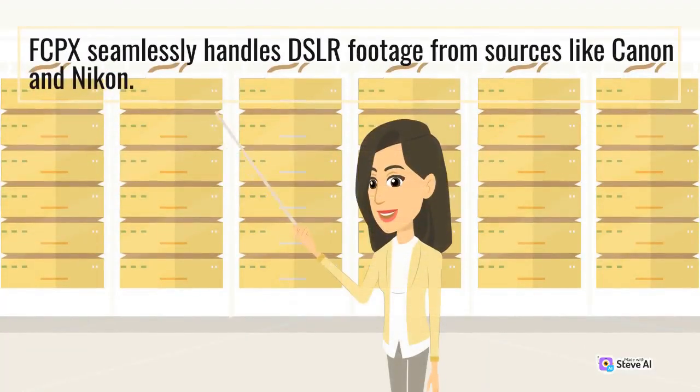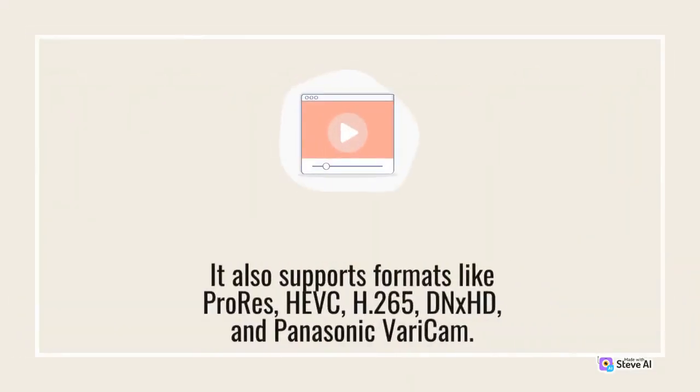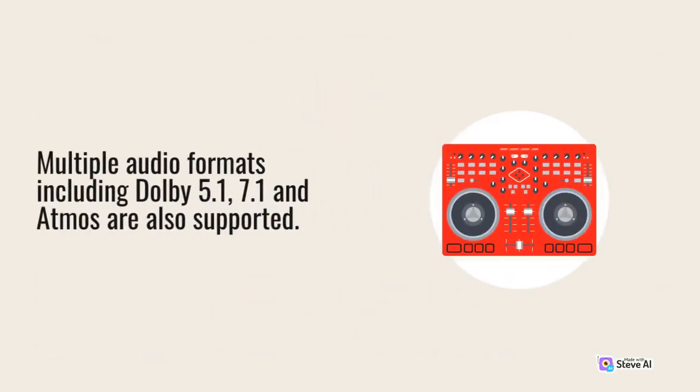FCPX seamlessly handles DSLR footage from sources like Canon and Nikon. It also supports formats like ProRes, HEVC, H.265, DNxHD, and Panasonic Varicam. Multiple audio formats including Dolby 5.1, 7.1 and Atmos are also supported.